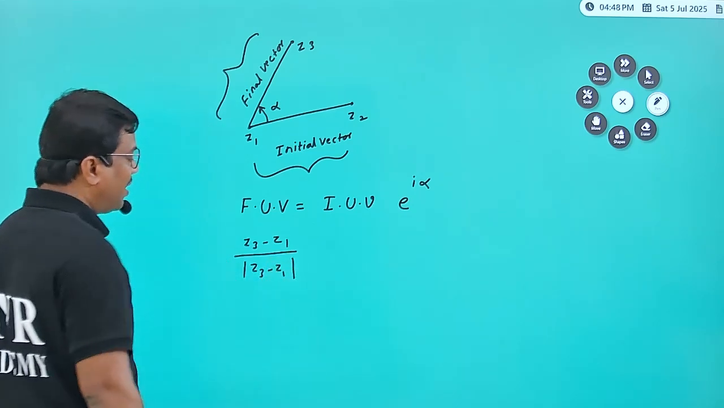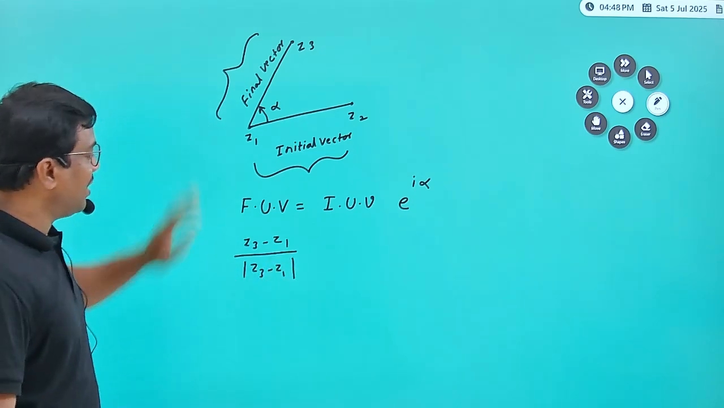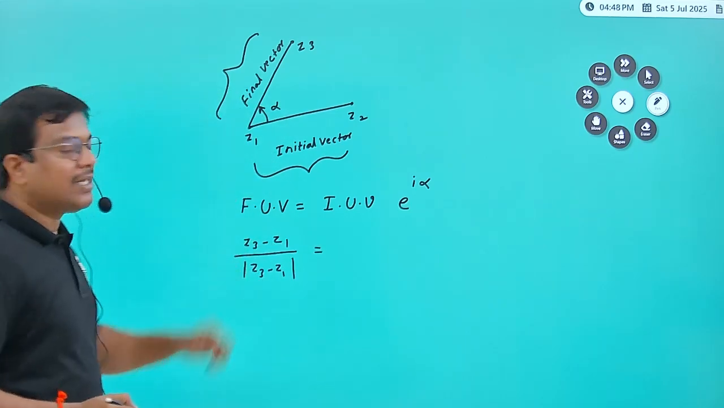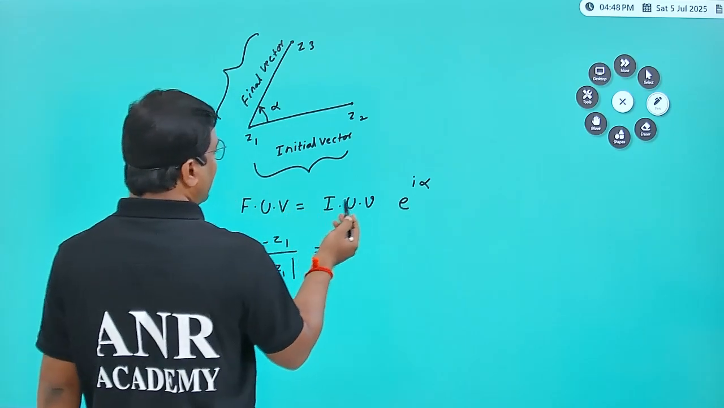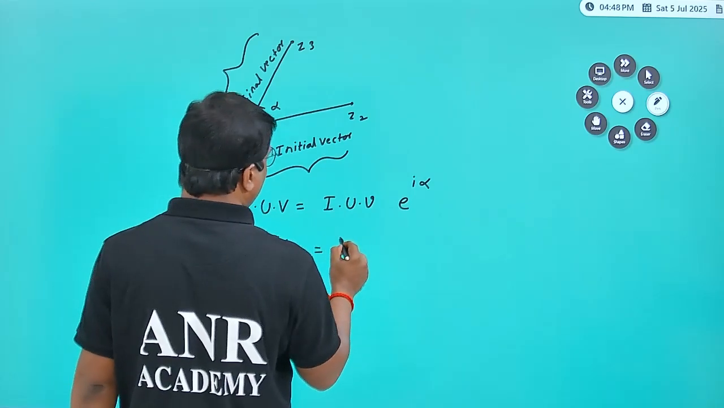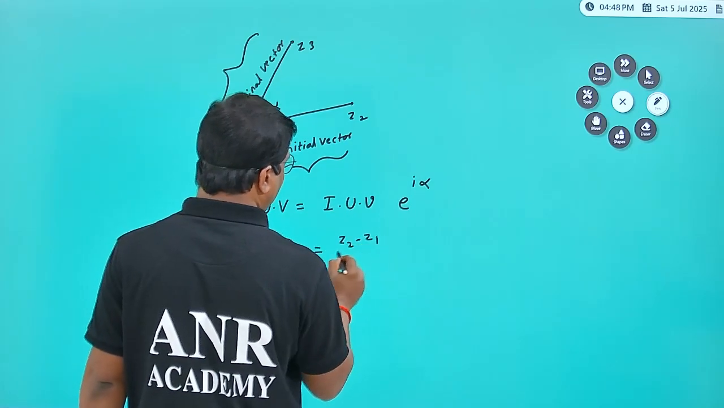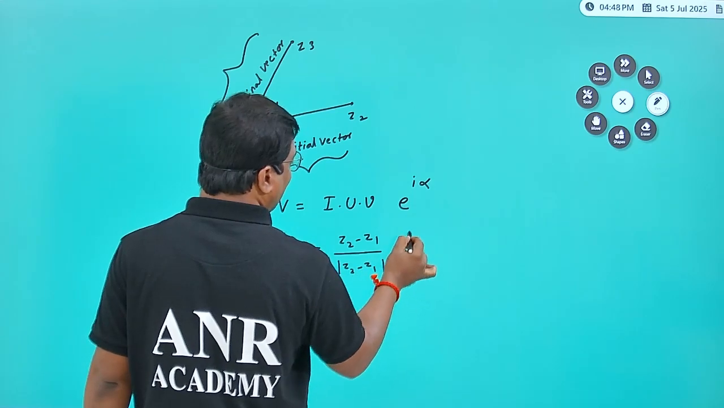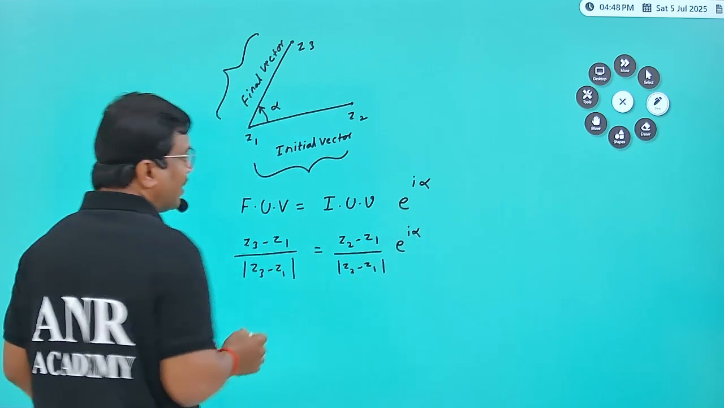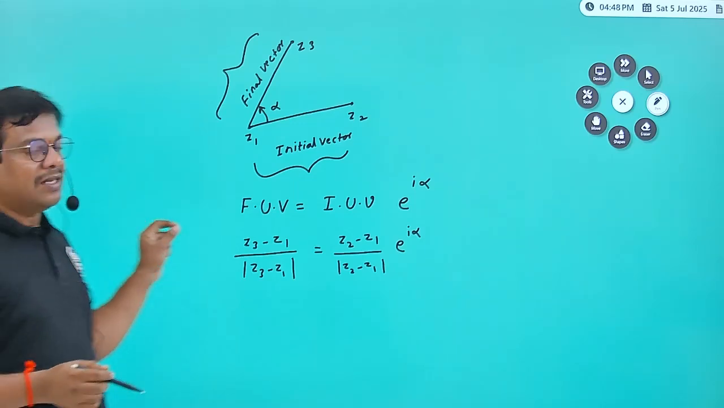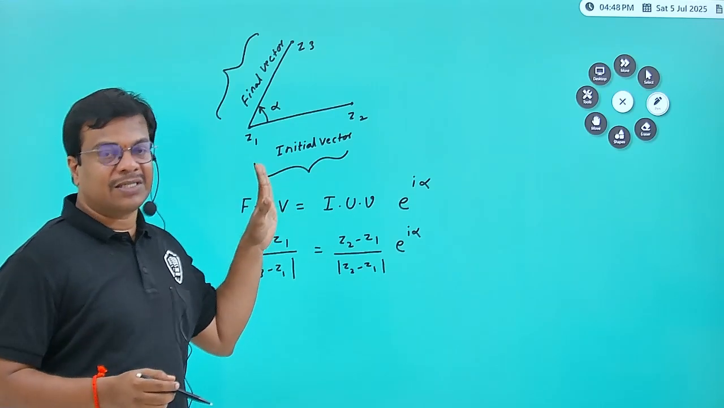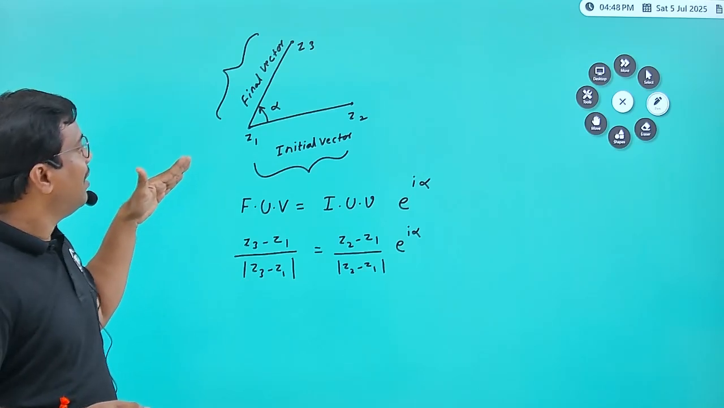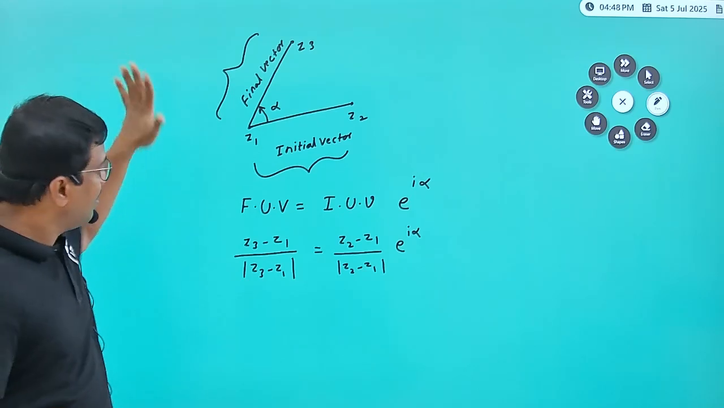To get unit vector, you have to divide with its magnitude. So Z3 minus Z1 by mod Z3 minus Z1 in the left hand side, it is equal to, next in the right hand side, initial vector for which unit vector you have to write, that is Z2 minus Z1 divided by modulus Z2 minus Z1, it is multiplied by e power I alpha. This is the result whenever Z1, Z2, Z3 are 3 points and the vector Z1, Z2 is rotated through an angle alpha and reaches Z1, Z3, then this is the relation.